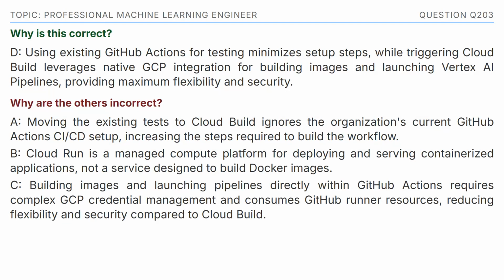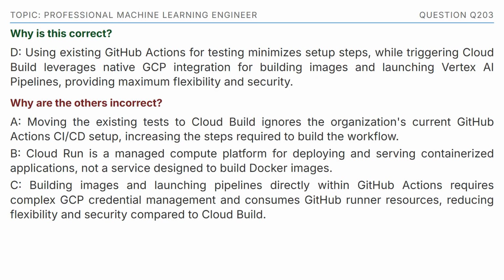Why is this correct? D. Using existing GitHub Actions for testing minimizes setup steps, while triggering Cloud Build leverages native GCP integration for building images and launching Vertex AI pipelines, providing maximum flexibility and security.